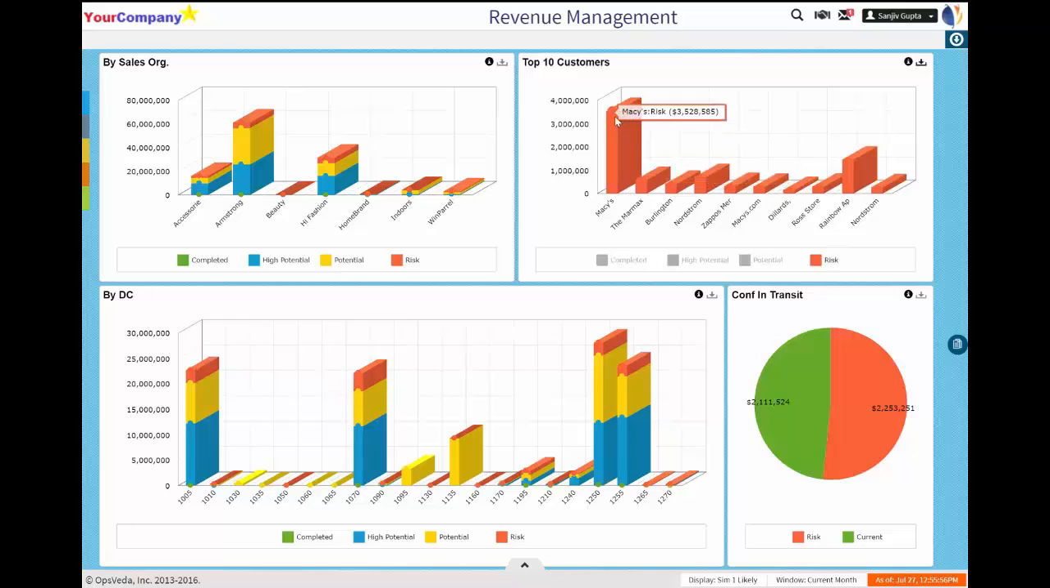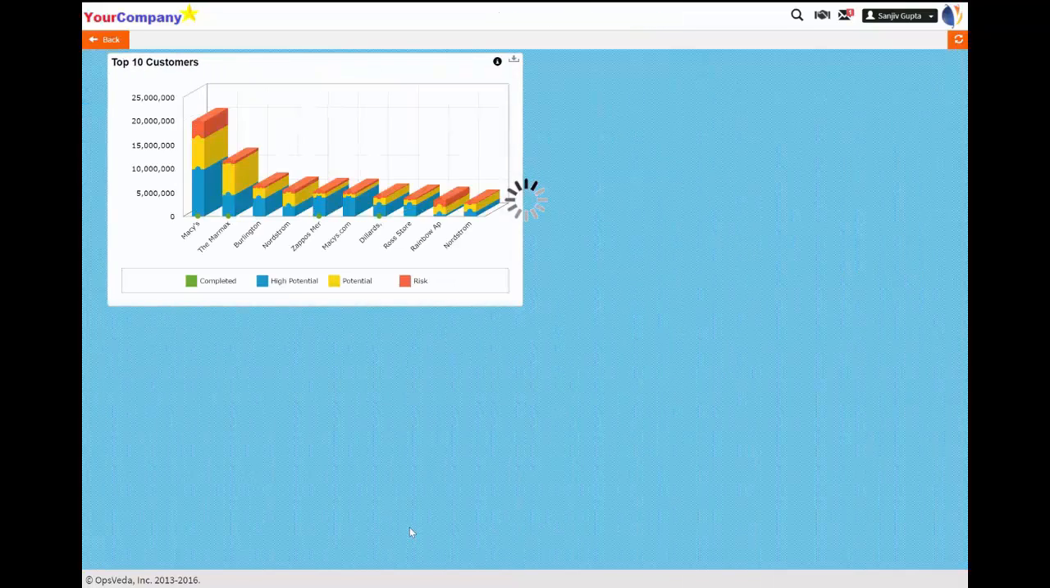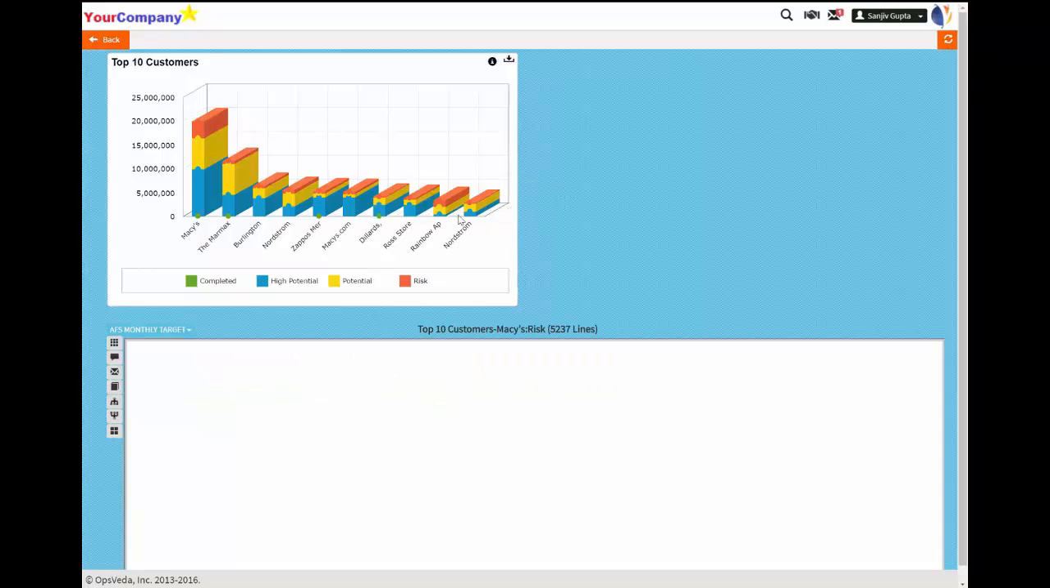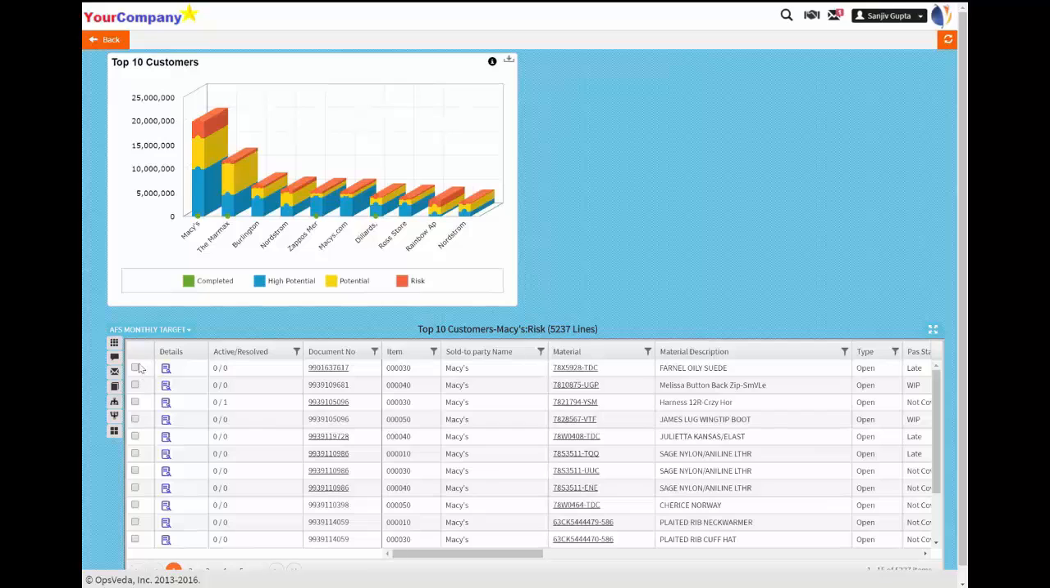I could see that there is potentially $3.5 million worth of revenue targeted at Macy's, and that might be at risk. I can drill down into those transactions. I can initiate certain activities based upon those transactions. Either I can go back to the customer, I can go back to the sales team, I can go back to the operations team, and so on. Essentially, if the corresponding revenue is important to me for the period, I have all of the details that are required in order for me to go either collaborate or message my corresponding team members.